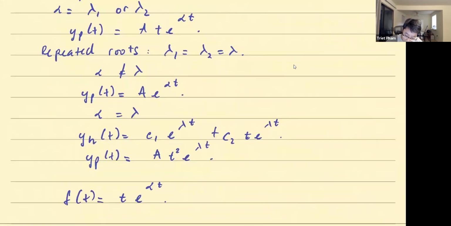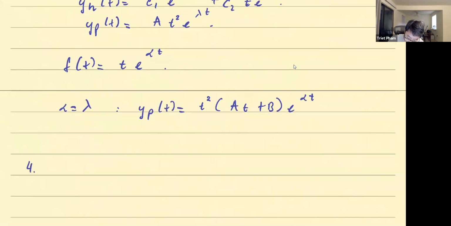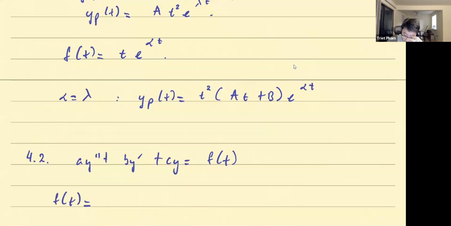Okay, so now moving on to 4.2, where again we have ay double prime plus by prime plus cy equals f of t. In 4.2, f of t will take the form cosine or sine. So it's going to be cosine of omega t or sine of omega t, for some omega.